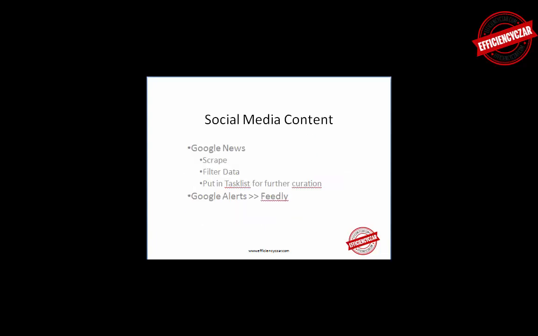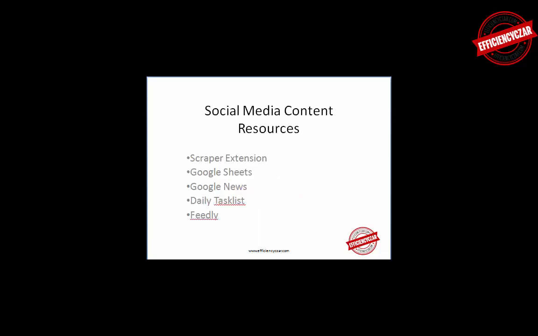So what I'll be showing you is how to use Google News, how to scrape it, how to filter the data, and how to put it in a task list for further curation from either you or one of your team members, and also show you how to filter those results into Google Alerts and then ultimately into your RSS reader. I typically would recommend Feedly, but you can use whichever one you like. So the resources that you'll need are Scraper extension, Google Sheets, Google News, your daily task list, and Feedly.